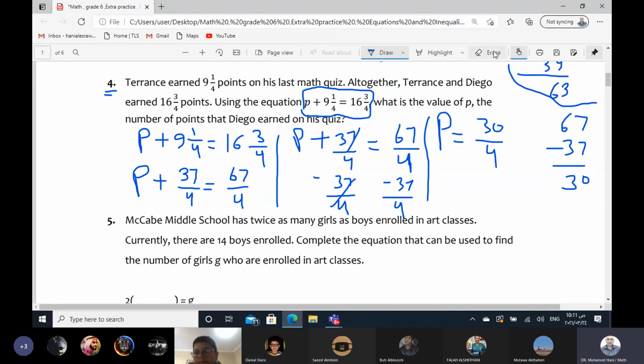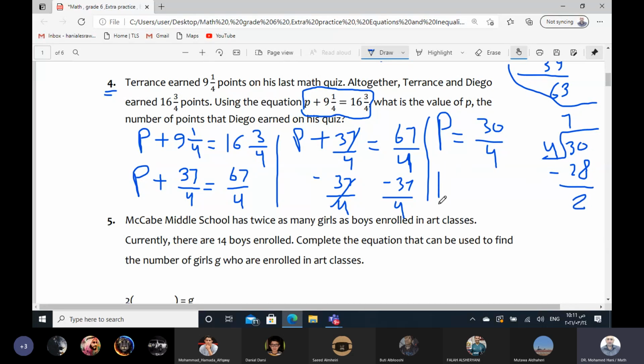This is a fraction. If the numerator is greater than the denominator, we can change it to a mixed number. So we can use long division. 30 divided by 4. It will be 7. 7 times 4 will be 28. 30 minus 28 will be 2.